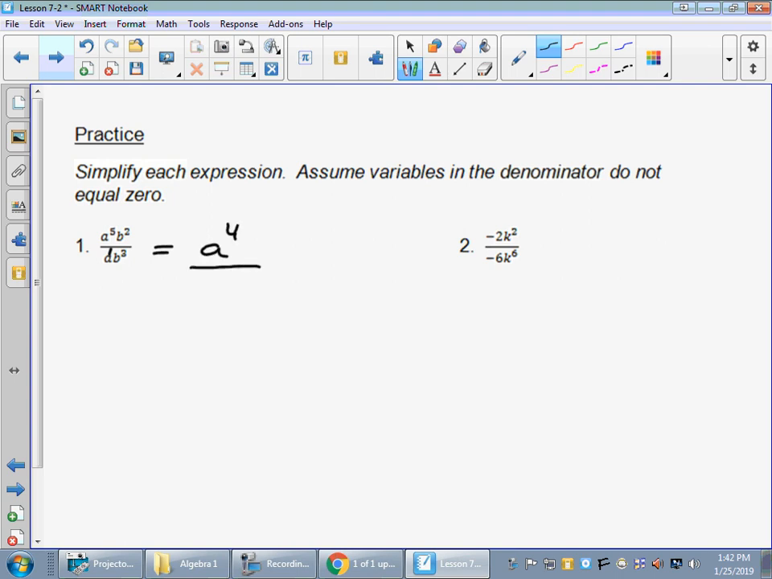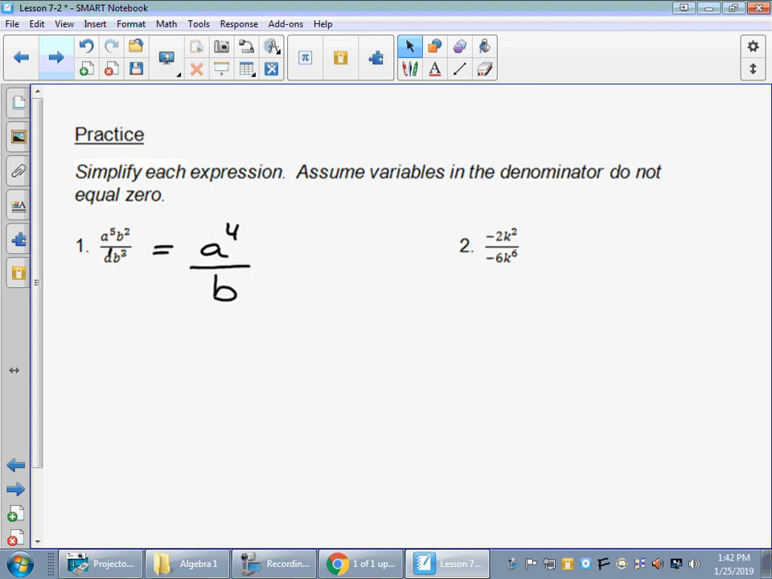Same thing with the b's. Now remember, this is the example where the denominator actually has a larger number. So we could go 3 minus 2. Just make sure that we keep our b's down here then. 3 minus 2 is 1, which we really don't even need to write that 1 down. It would just be a to the 4th over b.